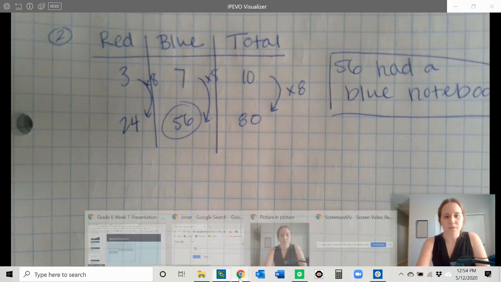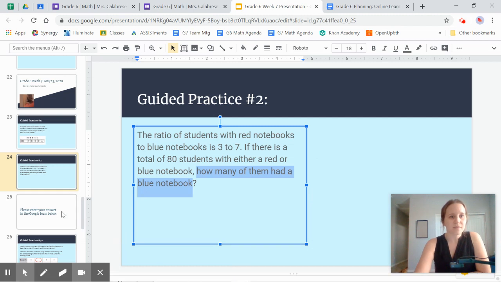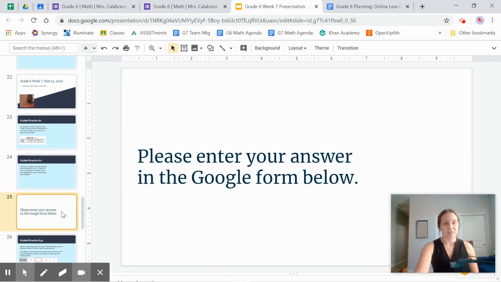56 students had a blue notebook. Excellent. Go ahead and enter your answer for question 2 in the Google form. Pause the video to do that now. Thank you. And just checking, you only need to enter the number. If you enter a word after the number, the computer will mark it incorrect. It's not quite that smart. So just enter the number, please.